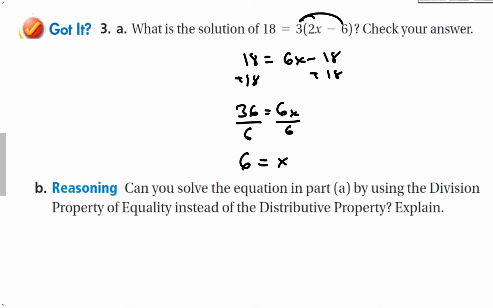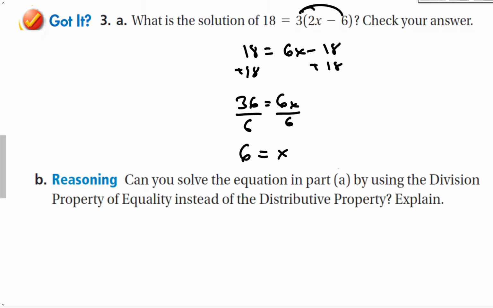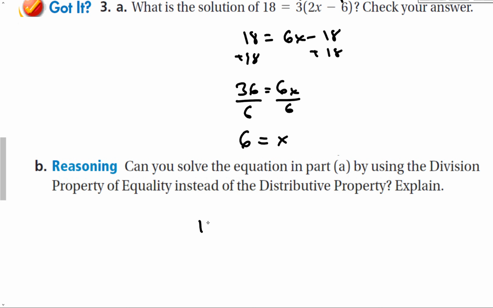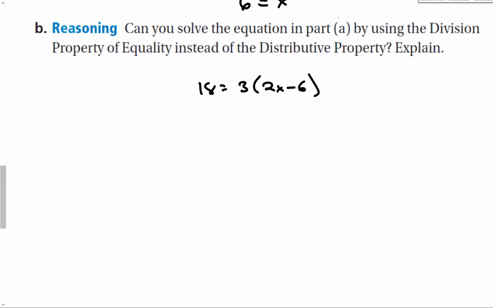Now, part B says, can you solve the equation in part A by using the division property of equality instead of the distributive property? And I can. Let me rewrite it first. 18 is equal to 3 times 2x minus 6. Now, another way to solve these problems instead of distributing is to notice that my 18 right here is divisible by 3, and this is multiplication. So I can, as my first step, divide both sides by 3. That would turn into 6 is equal to, these two now cancel out, 2x minus 6.